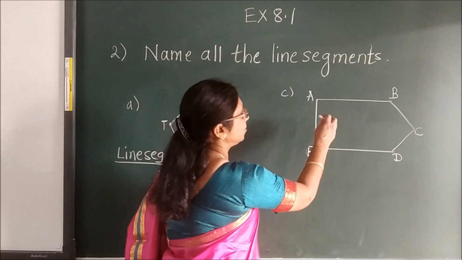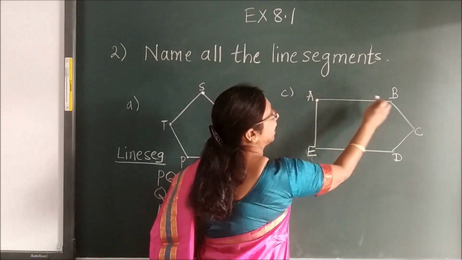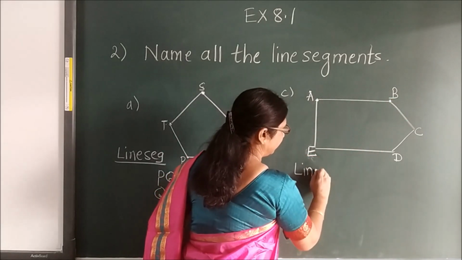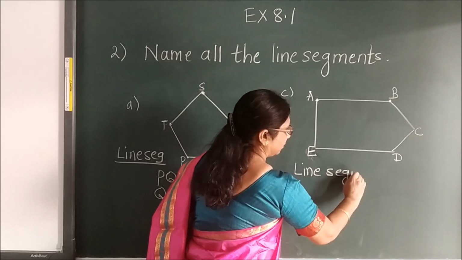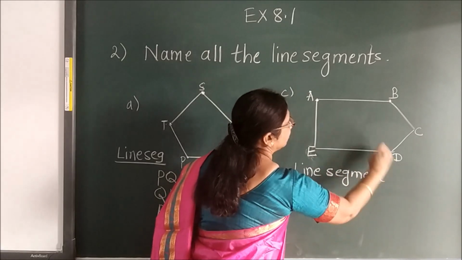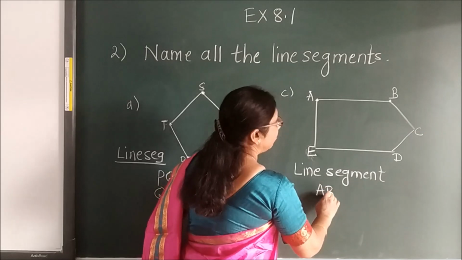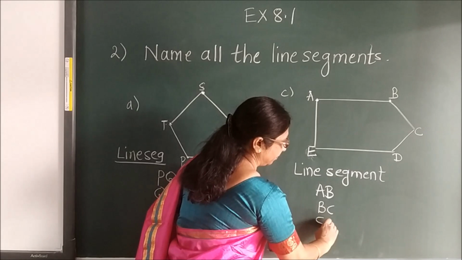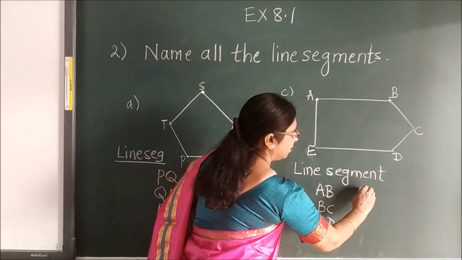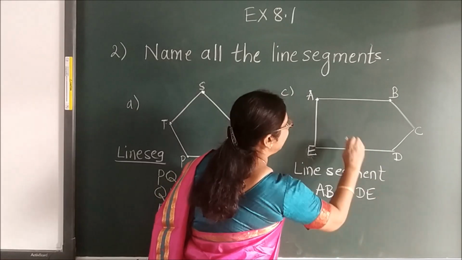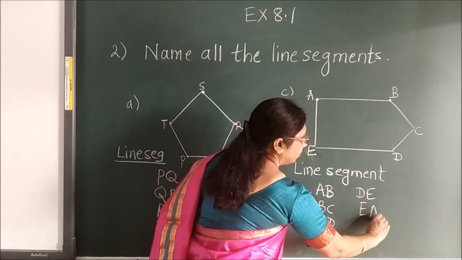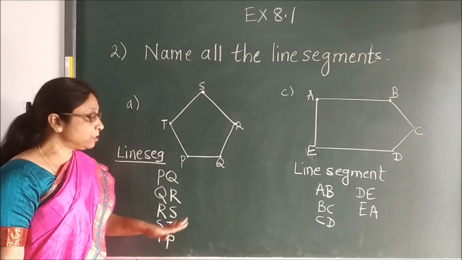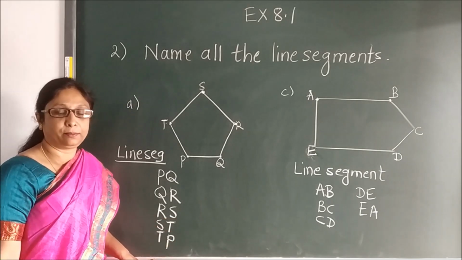Now here also start from here. If we start from here, A, B, these are the two fixed dots. So the line segment is AB. Then we have BC. Then CD. Then DE. And then EA. So in this way you can write all the line segments of the given figure.